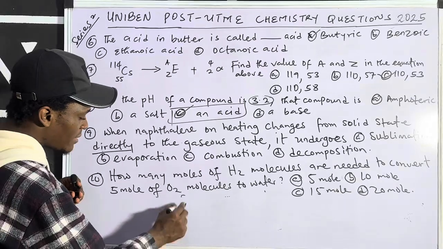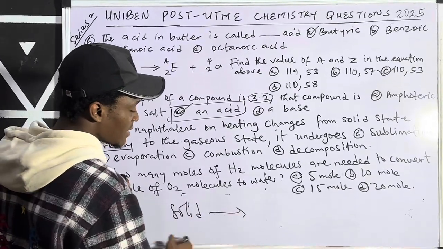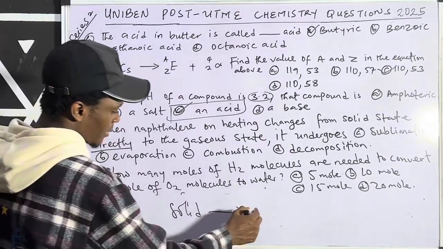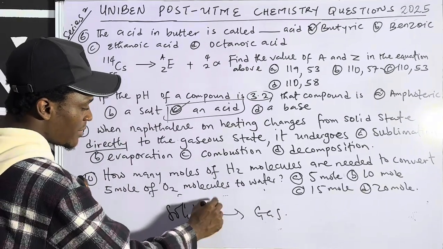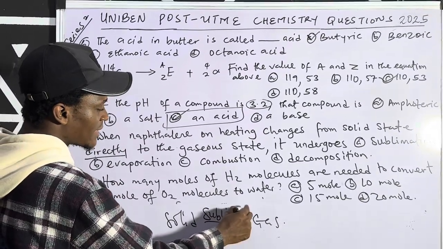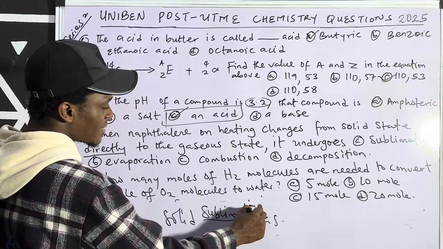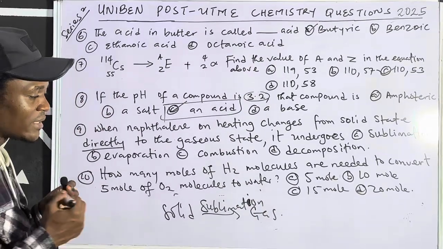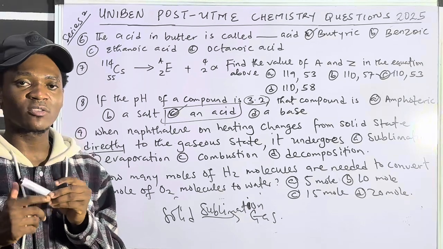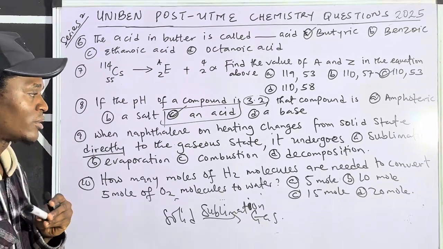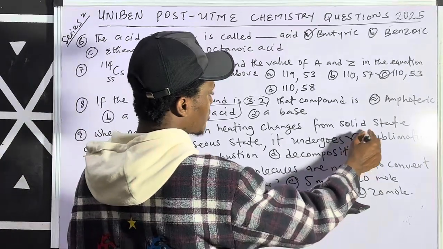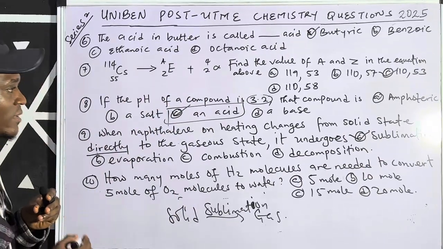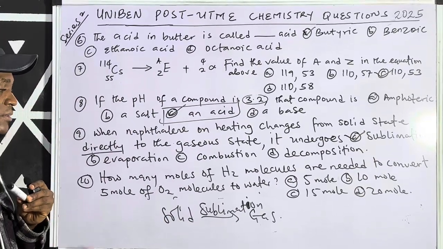So solid to gas, this is like state conversions of matter. Solid to gas, that process is called what? Sublimation. So any solid that gets transformed to gas without passing through the liquid state is said to be a solid that sublimes. So the correct answer to that question should be sublimation, which is option A, because the solid was converted directly to gas.